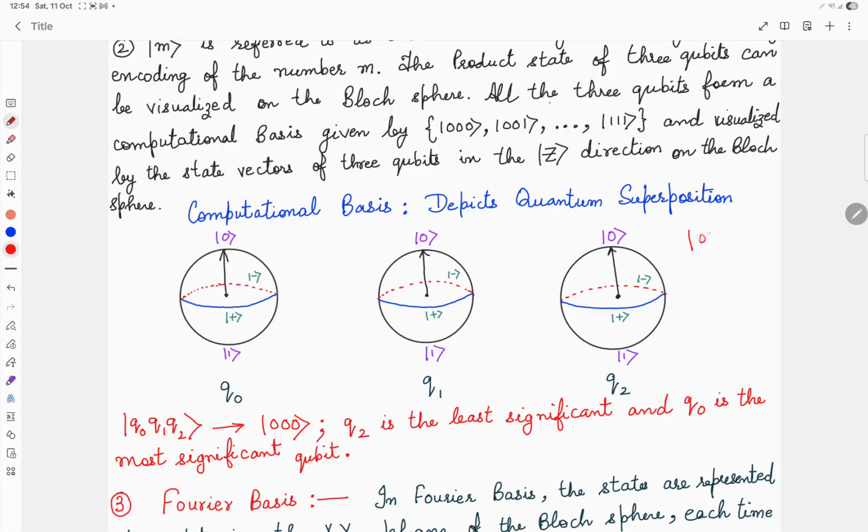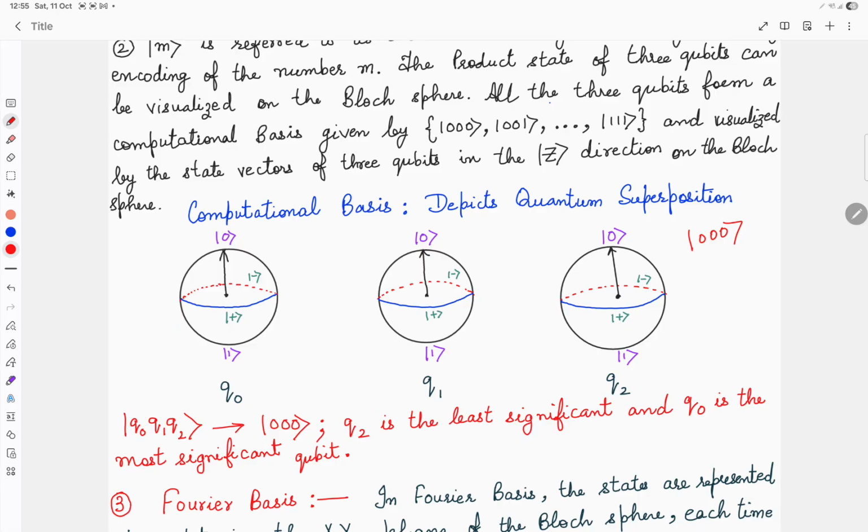ket 000, a quantum state. This ket 000 comes from the state vector location, right? Using the state vectors, we can represent all the possible eigenstates, all these 8 possible eigenstates.